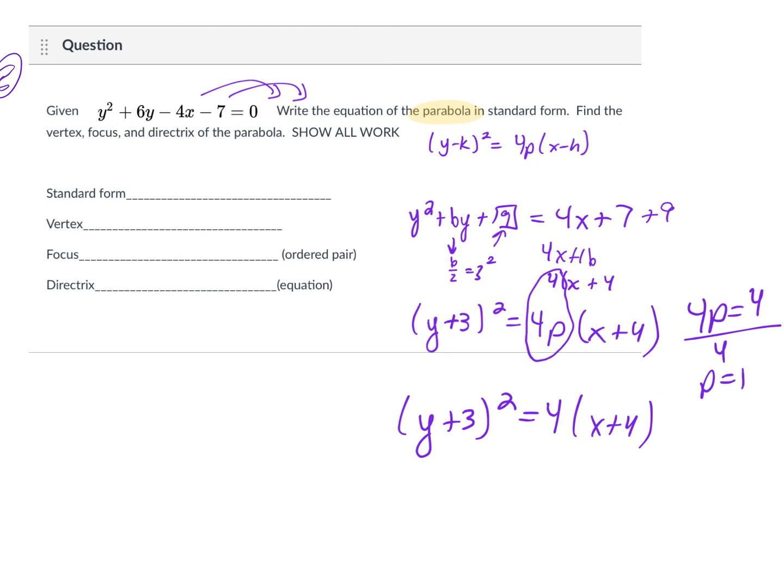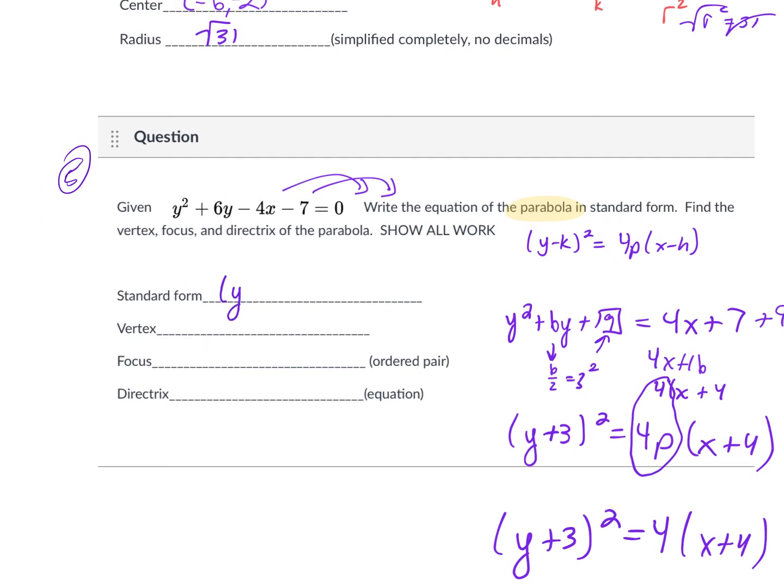So here's our equation in standard form. Y plus 3 squared equals 4 times x plus 4. What is my vertex? Be careful with this. Where is my vertex? Which one is my h and which one is my k, guys? Very good. This is my h over here because it's with the x, and this is my k. So my vertex is at negative 4, negative 3. Very good, Andrew.